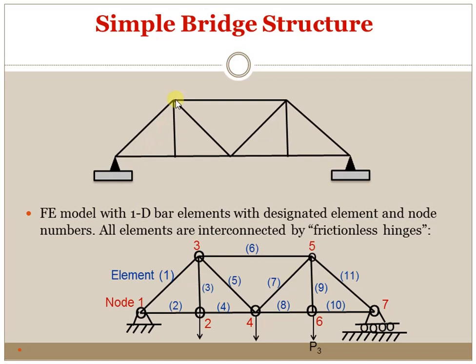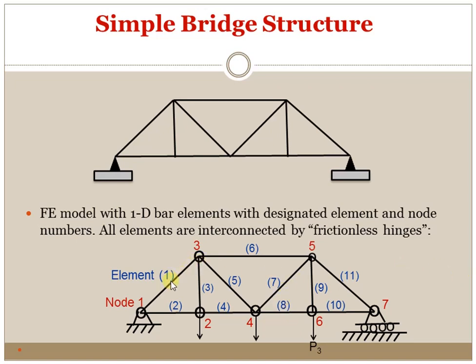Here you can see this tapered inclined member is called a bar. We can give the number 1 to that bar, and node number 1 and node number 7. These are supported, that we call boundary conditions, and 1, 2, 3, 4, these are the element numbers.